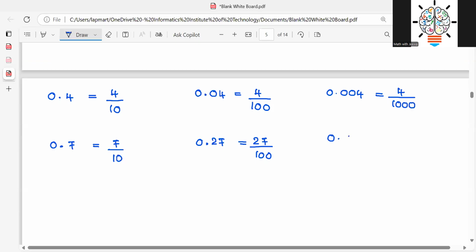Hope you can understand what I am doing here. I didn't explain, but I just wrote, and to understand by yourself, you just see. When you have one decimal place, it is out of 10. When you have 2 decimal places, it is out of 100. When you have 3 decimal places, it is out of 1000, right?